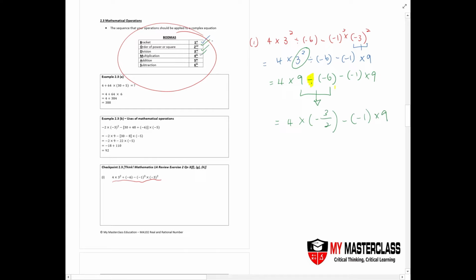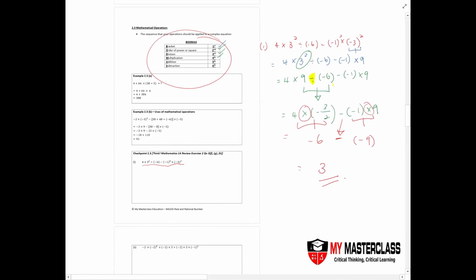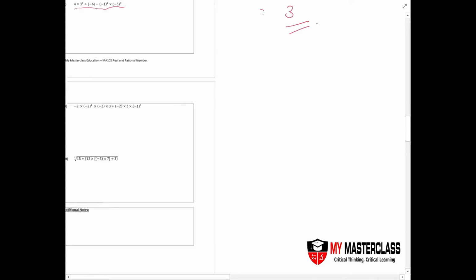Once I'm done, what's the next one? Multiplication. So multiplication means this and this, right? So I'll multiply this such that I'll get a negative 6. I'll leave my negative over here and then I'll multiply this, which would give me a negative 9. So when I have negative 6 minus away negative 9, eventually I will get a 3. And this will be our final answer. Okay, so then let's take a look at part 2.